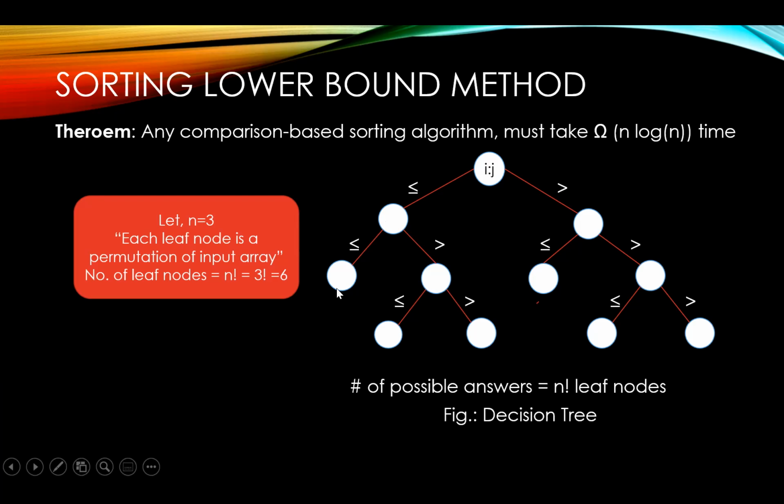The number of possible answers, or the number of possible permutations, in our case will be n factorial. Since we have n equals 3, the number of leaf nodes will be 3 factorial, which is equal to 6 leaf nodes: 1, 2, 3, 4, 5, 6. The conclusion from this decision tree is that each leaf node is a permutation of the input array A of size 3. So the number of possible answers is n factorial, which is the total number of leaf nodes.